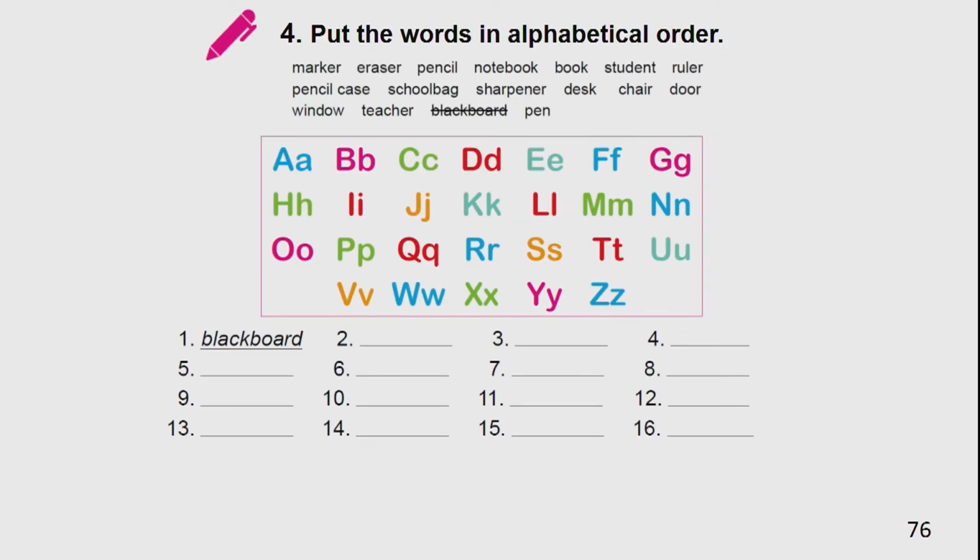And now, guys, it's time for your homework. Open the page 76, the exercise 4. Put the words from the box in the alphabetical order. Do this task in your copybooks. And don't forget to learn new words from today's lesson.